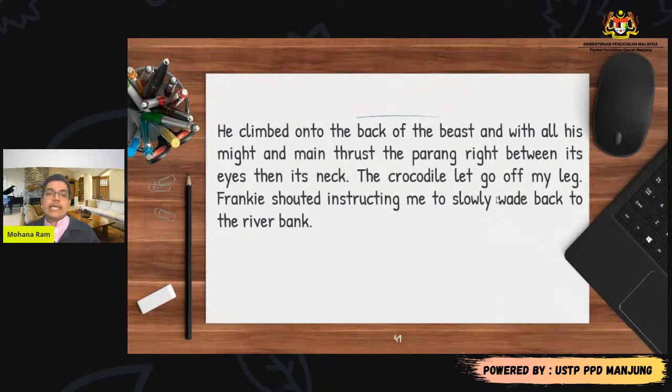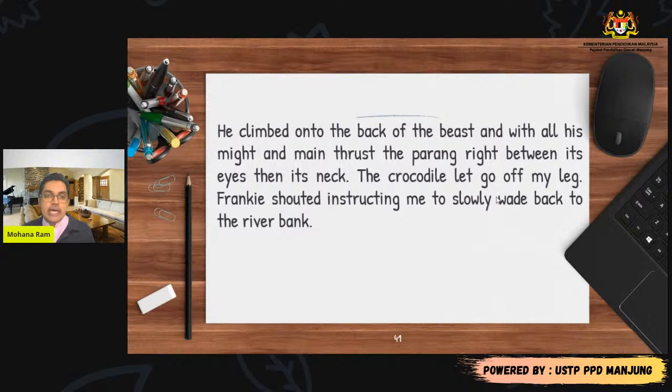Now the next one. He climbed onto the back of the beast and with all his might and main thrust the parang right between its eyes, then its neck. The crocodile let go of my leg. Frankie shouted, instructing me to slowly wade back to the riverbank.